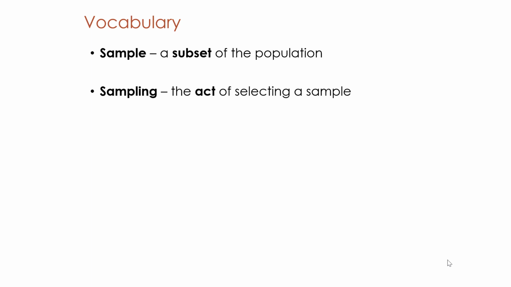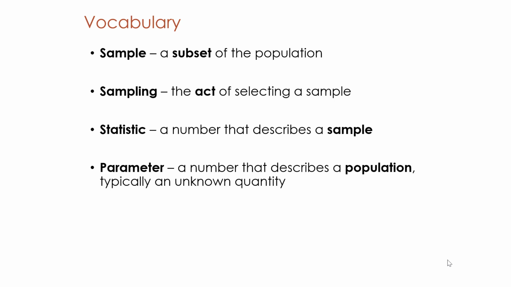There's different ways of collecting that sample. Sampling is the act of selecting a sample. Now, when you create a sample, you're going to measure something, and a measure that comes from that sample is called a statistic. So a statistic is just a number that describes a sample, and you're going to then draw some inferences about the population from that statistic.